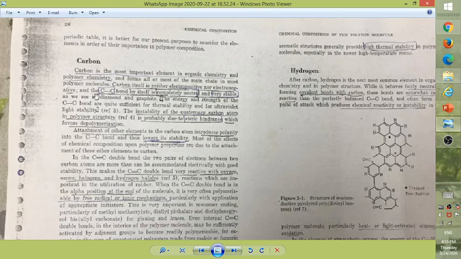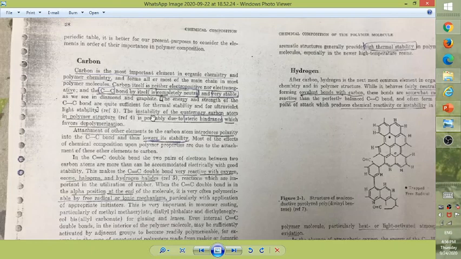Okay. And the C-C bond by itself is completely neutral and very stable, as we can see in diamond and graphite. So read with concentration, then only you will understand the subject. The energy and strength of the C-C bond are quite sufficient for thermal stability and for ultraviolet light stability.